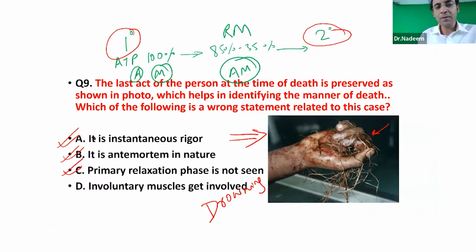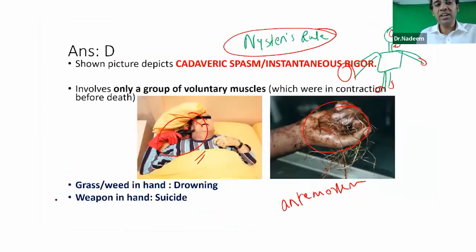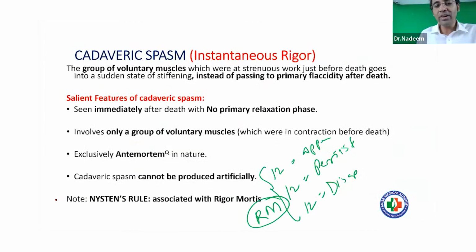Is it correct that involuntary muscles get involved? No, only voluntary muscles in cadaveric spasm. So this is the wrong statement here, right? Involuntary muscle. See, cadaveric spasm is an extremely important topic, extremely important. And every time they are asking one question related to cadaveric spasm.